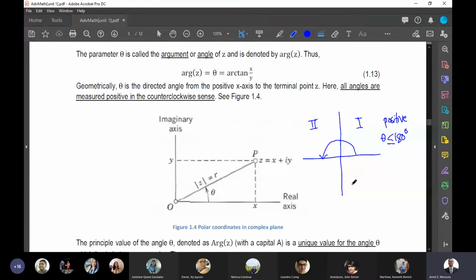And then, if your complex number is located on the third or fourth quadrant, we will measure your angle clockwise, and it should be measured as negative, and that angle should be greater than negative 180 degrees. Of course, we will not have your angle to be equal to negative 180 degrees, because instead of saying that your angle is negative 180 degrees, it should be equal to 180 degrees. Naintindihan ba yan?